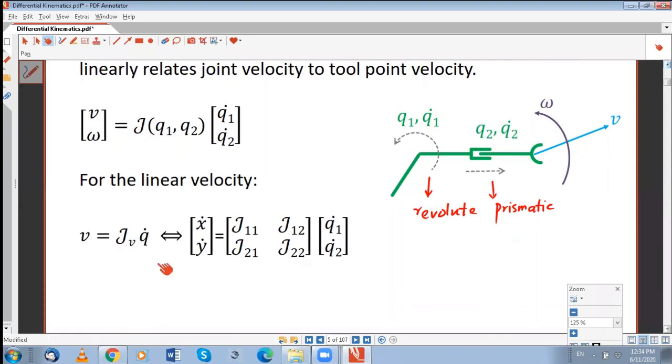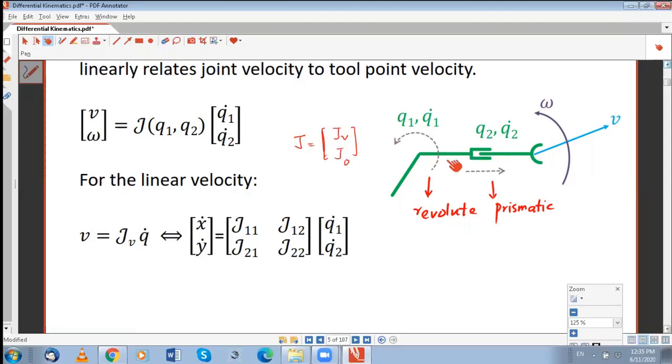So we can say that our J, for the sake of derivation, will have two parts, JV and JO. In some books, they call it JP and J omega. But this is for the sake of derivation. This is also a matrix, a smaller matrix than the J, but it has 3 rows and n columns. N is the number of joints.